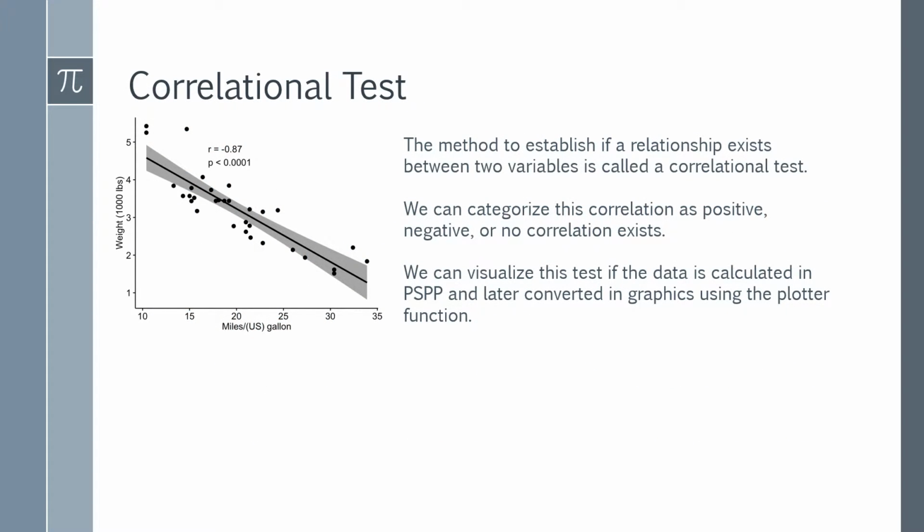The method to establish if a relationship exists between two variables is called a correlational test. We can categorize this correlation as positive, negative, or no correlation exists. We can visualize this test if the data is calculated in PSPP and later converted into graphics using the plotter function.